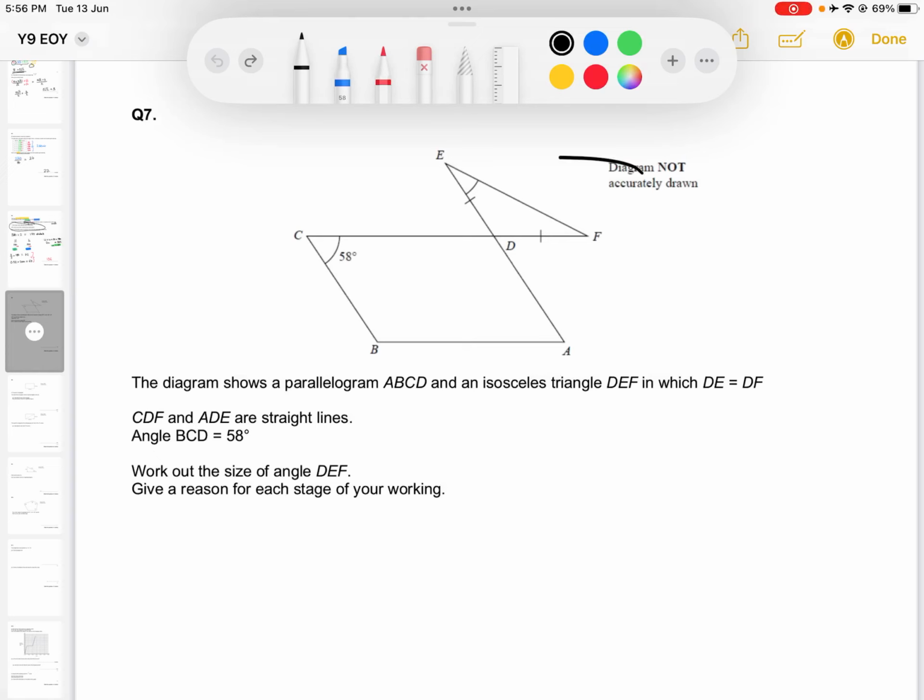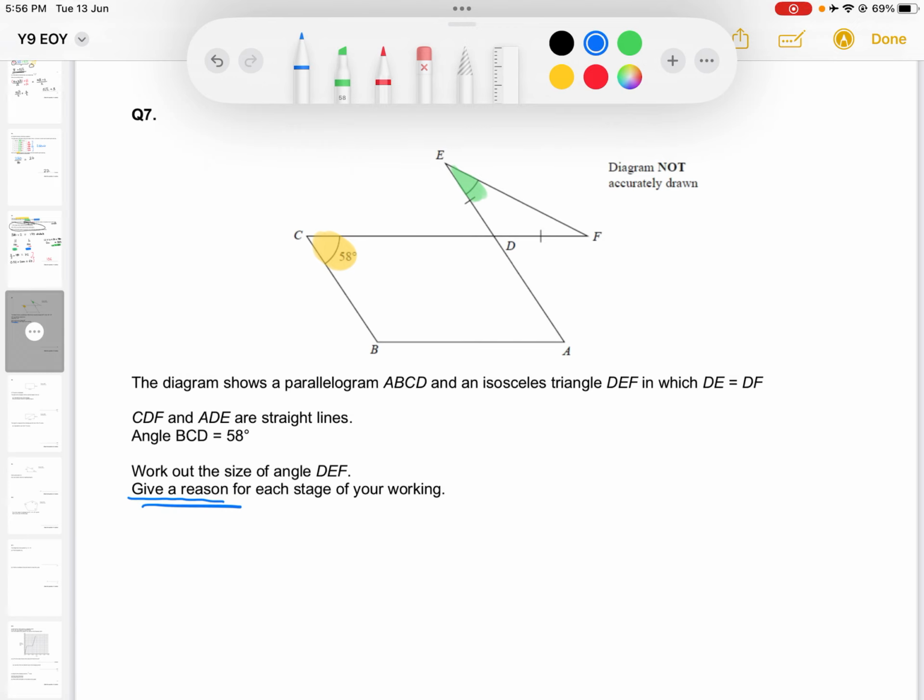Question 7. We have a diagram here that shows a parallelogram, ABCD, and an isosceles triangle, DEF, as follows. We are given the angle 58 degrees here, and the question is asking us to calculate the size of angle DEF, which is marked on the diagram like so. The question also stipulates that you give a reason for each stage of your working.